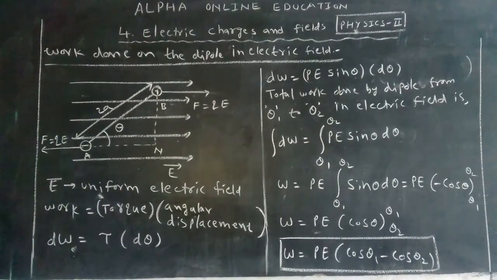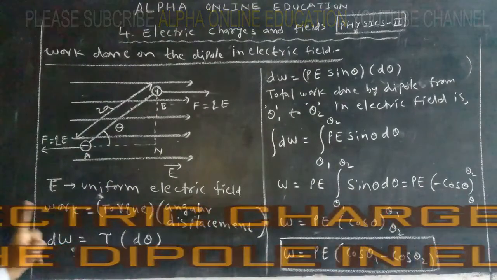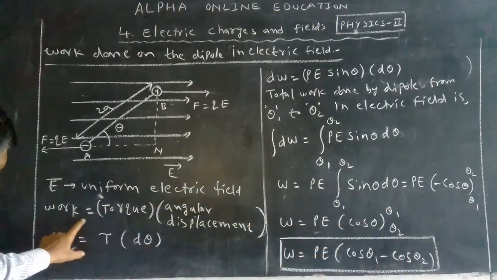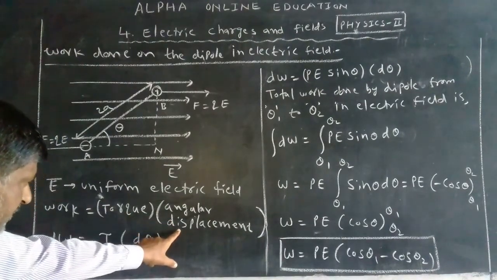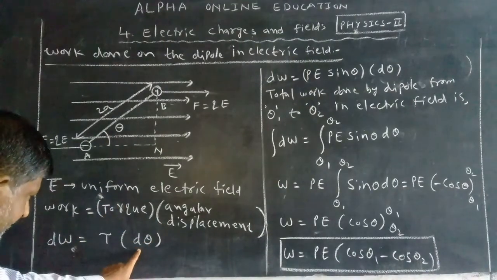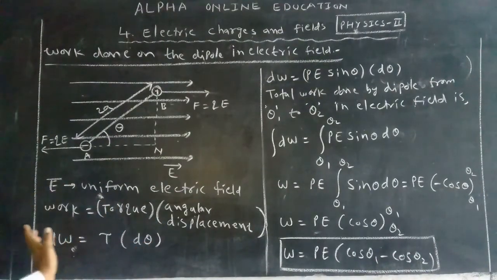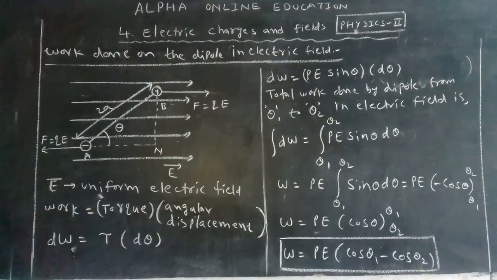But again you must remember, work is equal to torque into angular displacement, but here work depends on angular displacement but not torque. For a small angular displacement, work is also small, so we take d theta, here dW. To get total work, we must take integration. Now you can simplify like that, we get the final answer: W is equal to P cos theta 1 minus cos theta 2.